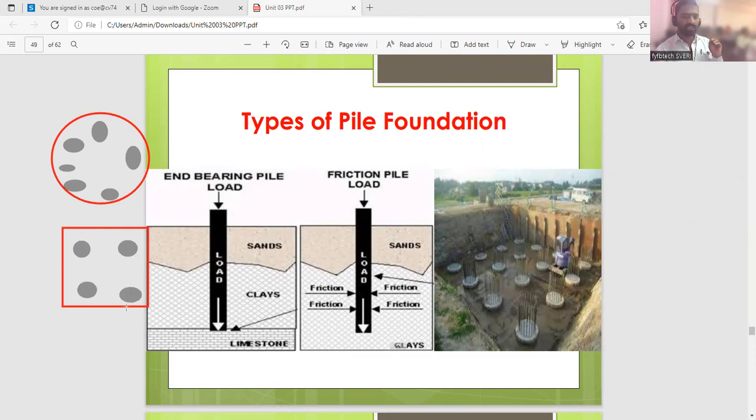How many bars are used in the rectangular column? Minimum bars for the rectangular. Yes, 4. Minimum bars for the rectangular or square column is 4. How many bars are used in case of the circular column? 6. It is 6. Okay, so you should remember this point, all of you.